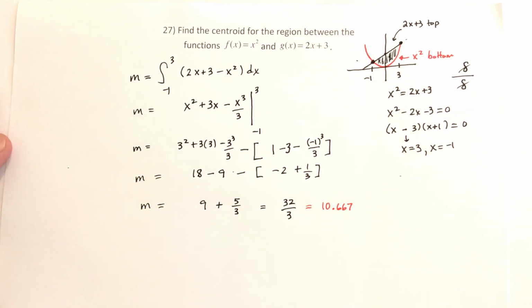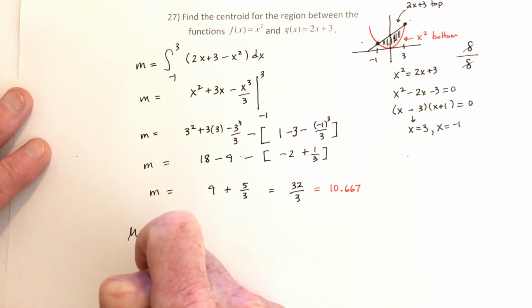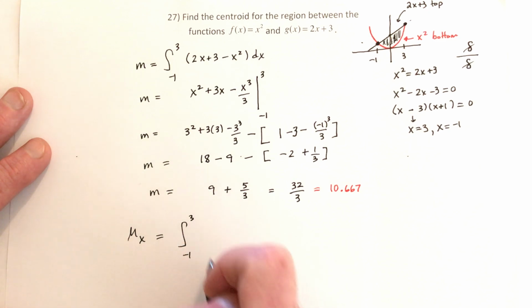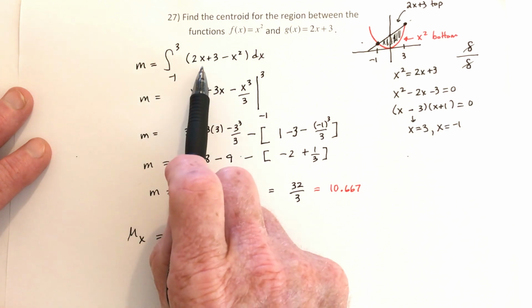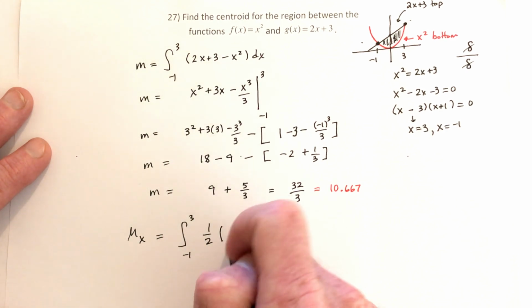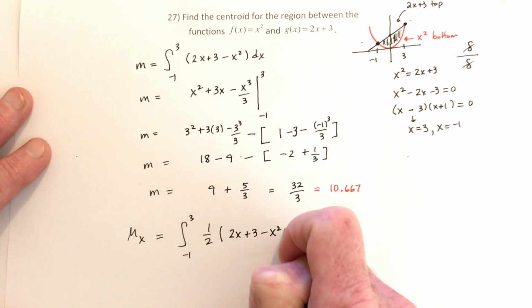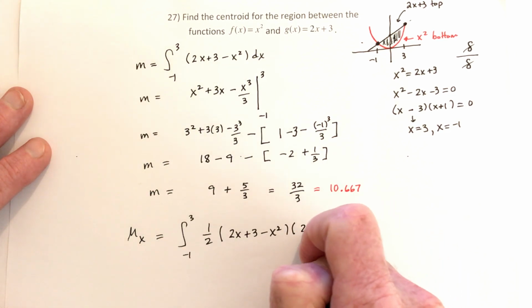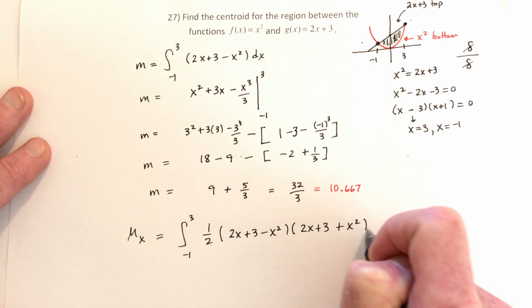Okay, so then the next is we need the moment about the x-axis. And for the moment about the x-axis, you integrate, and it's still going to be from -1 to 3. And then you take the 1/2 and you subtract the two functions. So that's going to look just like this: 2x plus 3 minus x squared. And then you add the two functions: 2x plus 3 plus x squared.